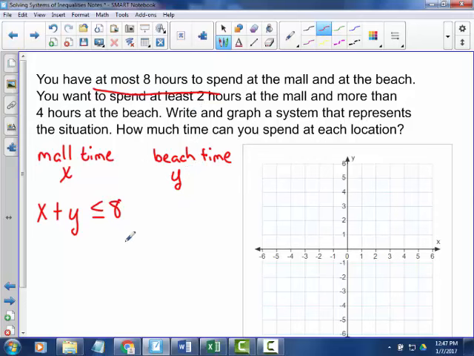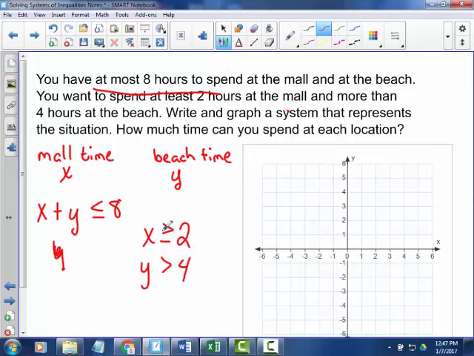Okay, so I want my Y to be, no, the mall was X. Okay, so I want my mall time X to be greater than or equal to 2. And I want more than 4 hours at the beach, so Y should be greater than 4. Okay, I think that takes care of all the conditions they've put on me.